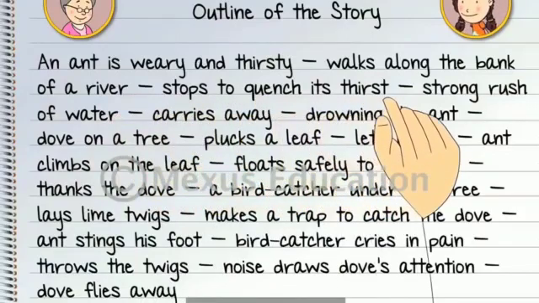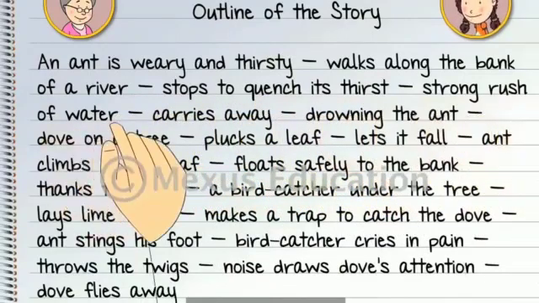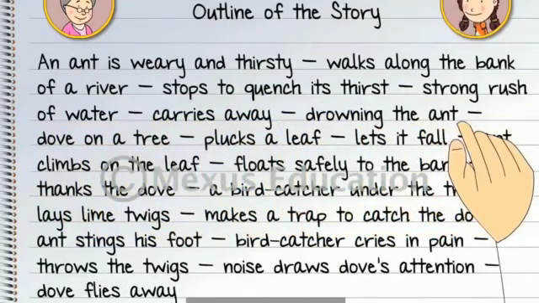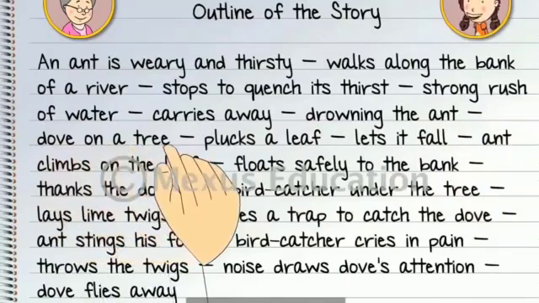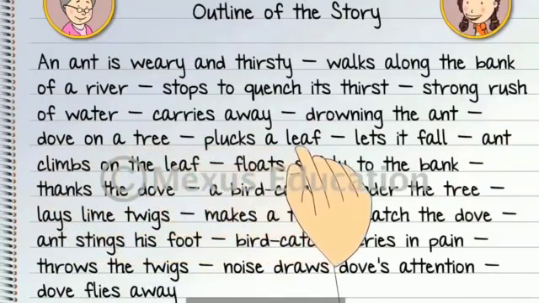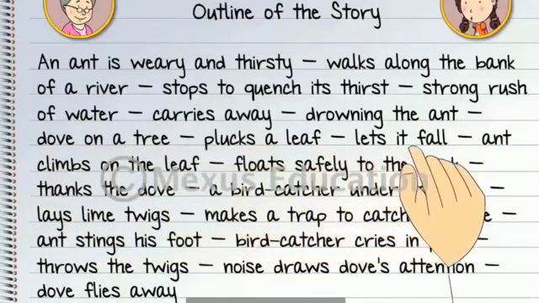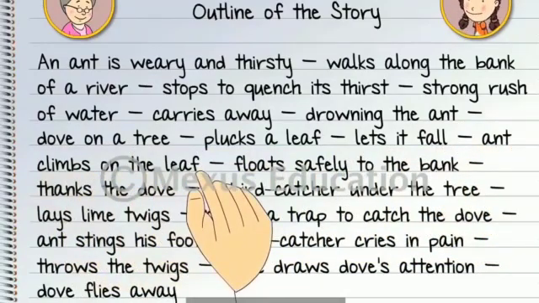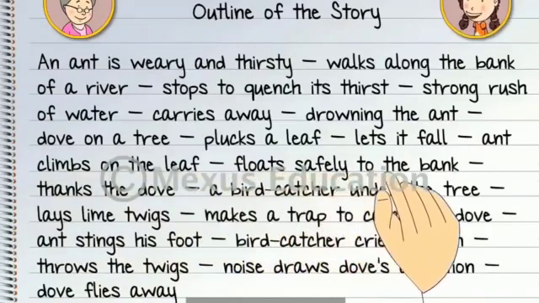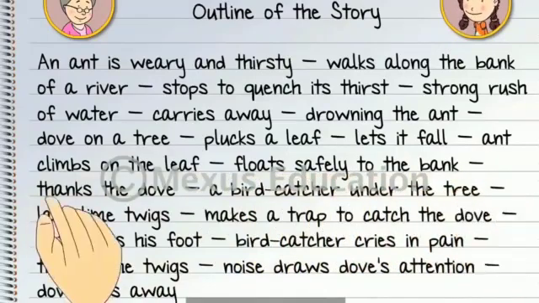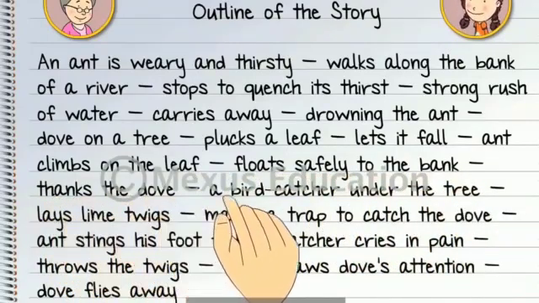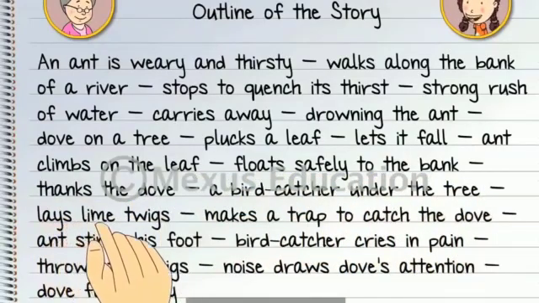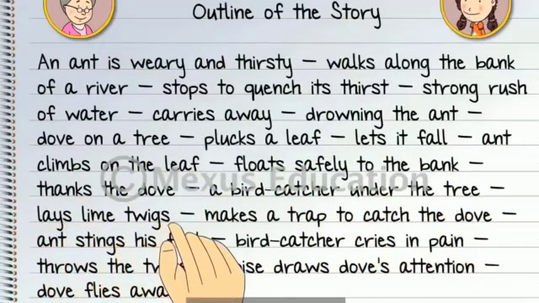Now you will have to follow the sequence in which the points are given, and write a complete story without omitting any part of the outline. We have understood from the outline that the story is about an ant and a dove and how they help each other. So let's write the story now.